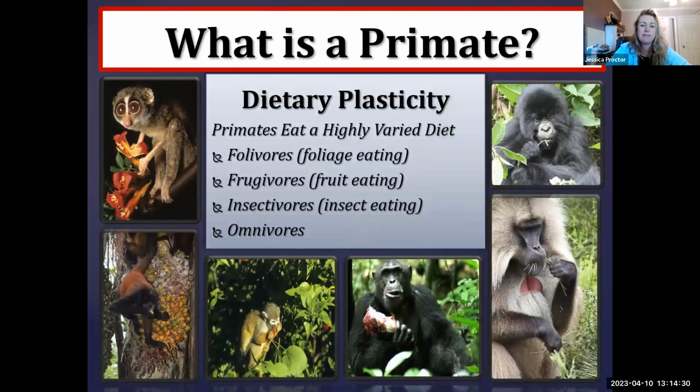All right, so dietary plasticity. This is just giving you a visual here of the wide variety of food items that primates will consume. Primates will sometimes focus in on just vegetation. We call those folivores. So that's foliage eating. They may focus in just on fruit. We call those frugivores. They may focus mainly on insects. We call those insectivores. And then those that eat everything are called omnivores.